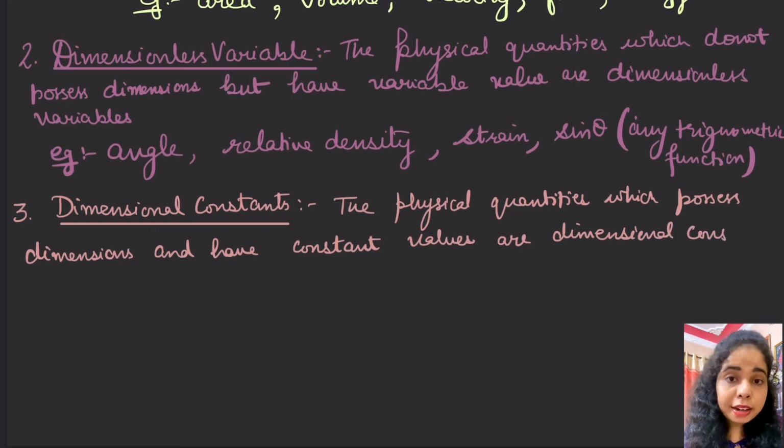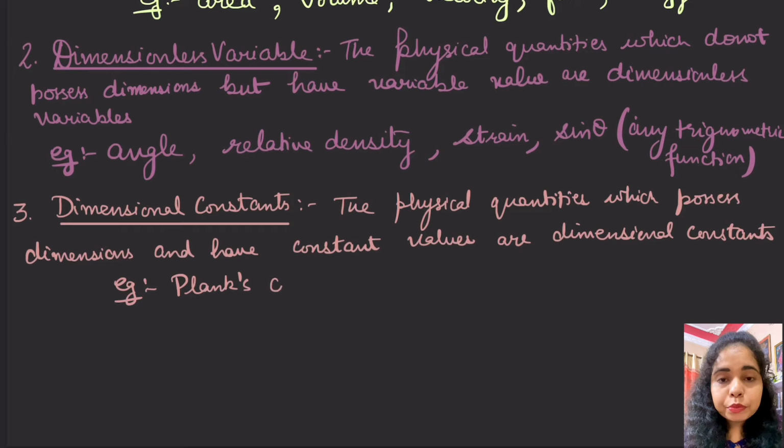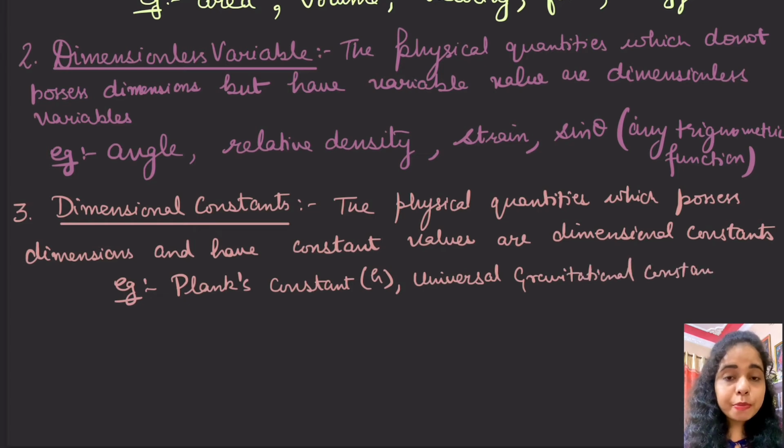So in physics we have various dimensional constants. For example, Planck's constant. Planck's constant has a value 6.6 into 10 raised to power minus 34 joule second. So in this case, we have a fixed value, but it has dimensions as we calculated in the previous lecture. Similarly, universal gravitational constant capital G. It has a fixed value 6.6 into 10 raised to power minus 11 Newton meter square per kg square. That is, the value is constant, but it has dimensions.